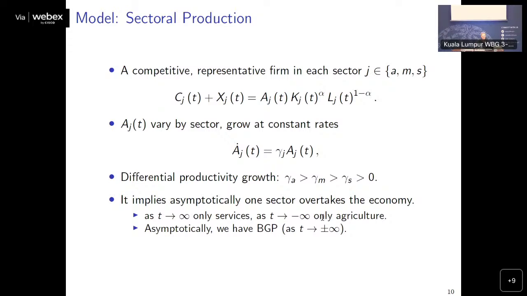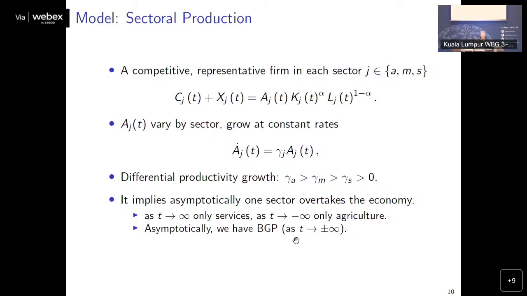So there's only going to be services. You're not going to understand why I'm saying this at this point in time, but just imagine as a thought experiment, if you were to take time back to negative infinity, you would get that the entire world is agricultural. Because agriculture is the fastest growing sector, that means back at negative infinity, it would have had the lowest productivity, right? So we have asymptotic balanced growth paths on both ends of this eternal world that we've created.